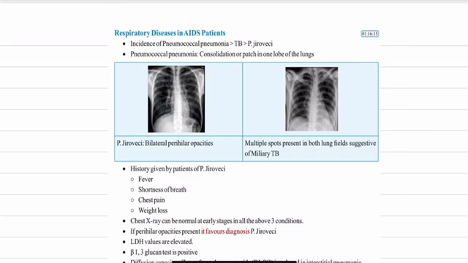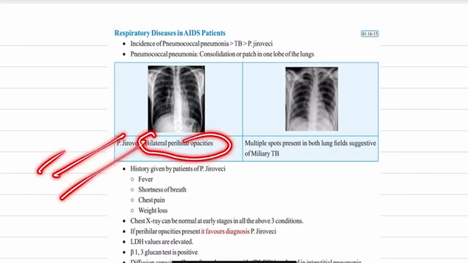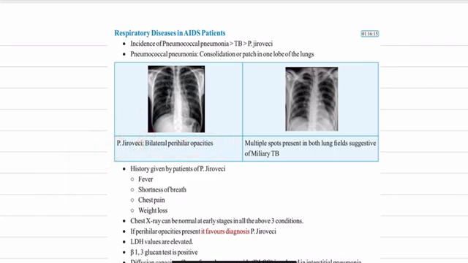In pneumococcal pneumonia, consolidation in one of the lungs is seen, but in pneumocystis there are bilateral perihilar opacities. If you see bilateral perihilar opacity, you can make the diagnosis of pneumocystis jirovecii, and by luck the bilateral perihilar opacities were mentioned in that question. So the candidates answered pneumocystis jirovecii and it was the answer. But remember always, if nothing is mentioned about pneumocystis, you have to answer pneumococcal pneumonia.